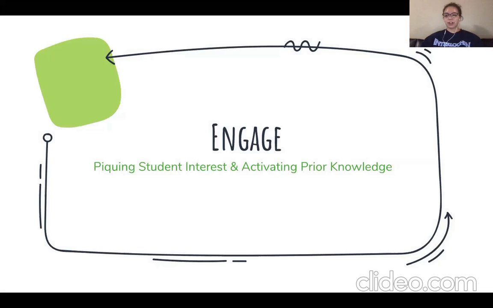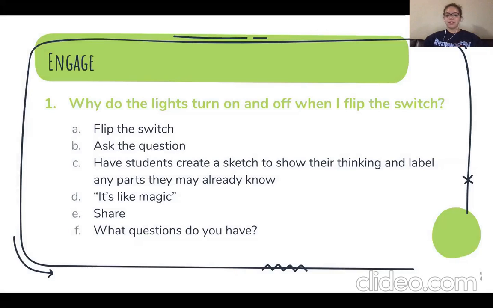To begin this lesson, we're going to start with an engage. In the engage, you are piquing the students' interest and activating prior knowledge. The first thing that we're going to be doing is I will walk into the room and flip on and off the light switch, or you will walk into your classroom and flip on and off your light switch. So the first thing you do is flip the switch, and then you ask students this question: why do the lights turn on and off when I flip the switch?